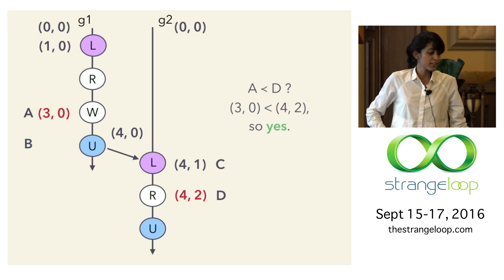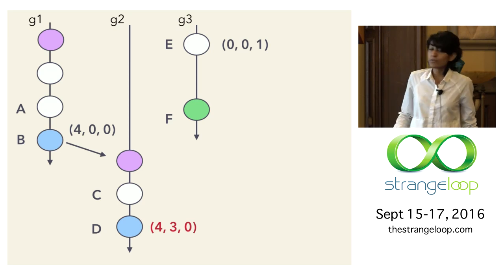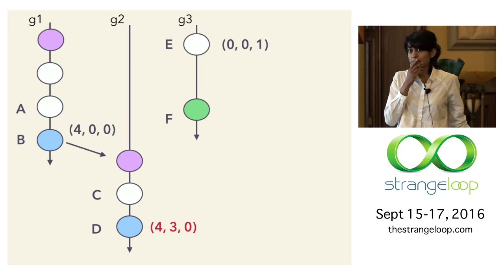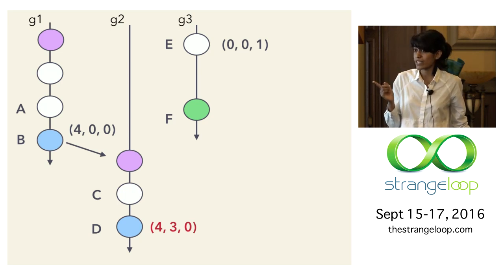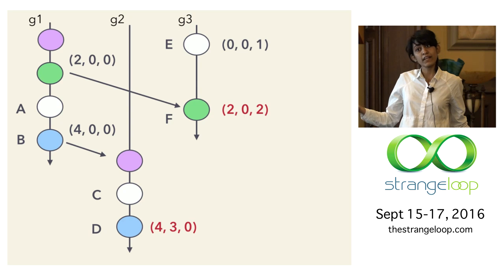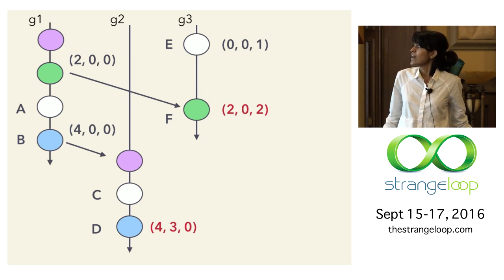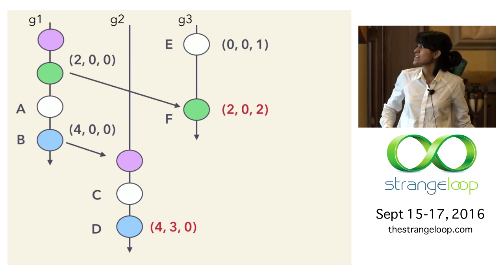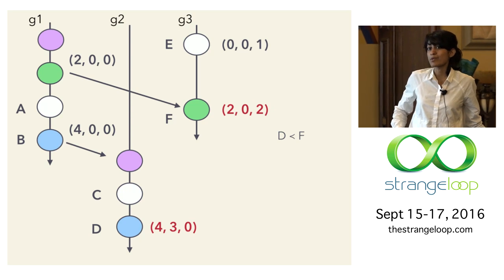Now let's apply it to a different, more complicated example. Here we've introduced a third coroutine, and we're going to establish a happens before edge between coroutine 1 and 3. So it's going to send something over. With that send, it's going to send its vector clock over too. And our question is, does D happen before F? What do you think?